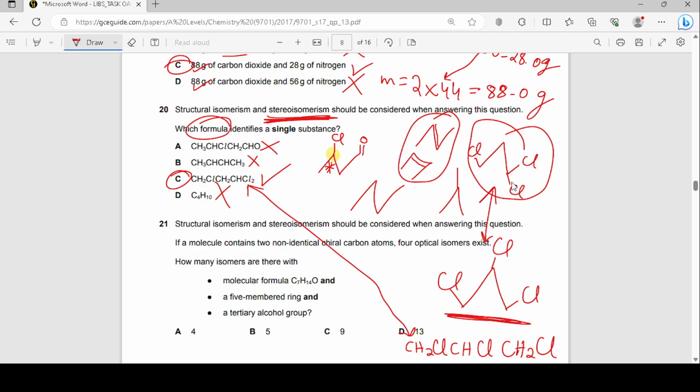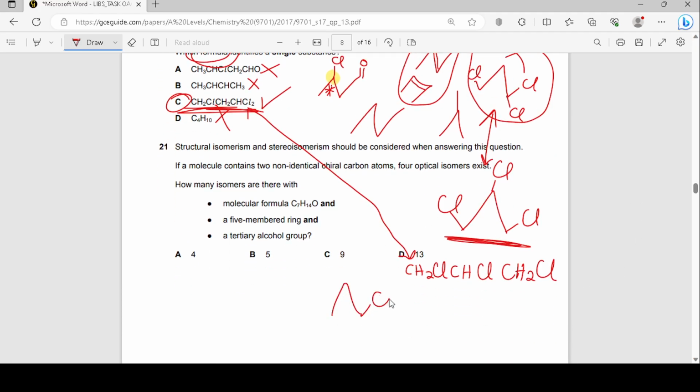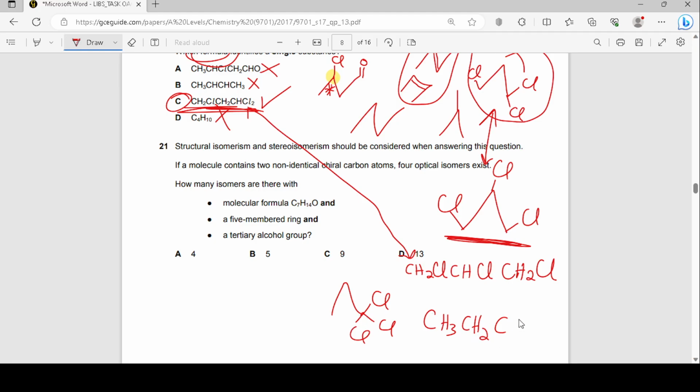So it does have an isomer, obviously. Now that I think of it, it was quite obvious. I don't know why I was confused. But they're asking about which formula identifies a single substance, and this formula definitely identifies a single substance, because the only isomer I can think of is this one. You could also have this one, I suppose, with all of the chlorine substituents on one of the terminal carbon atoms. But again, that would be a different structural formula. So CH3CH2, C, and then this one would just be Cl thrice.